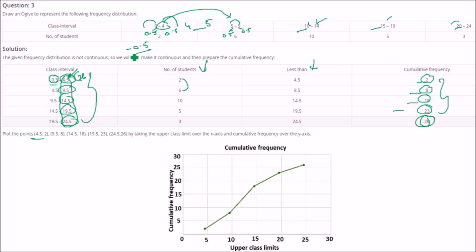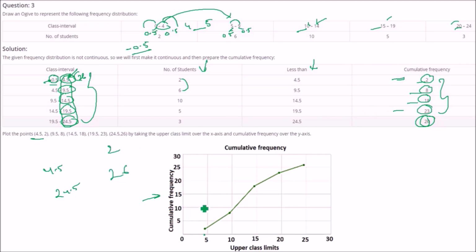Otherwise it would have come minus 0.5. But we just wrote it as 0 or 0.5. You can write 4.5 and 2. 4.5 is for x, and 2 is for y, and you know that cumulative frequency will always be here. And let me tell you one more thing, that the minimum value for x is 4.5 and the maximum is 24.5. For y, we have the minimum as 2 and the maximum as 26.